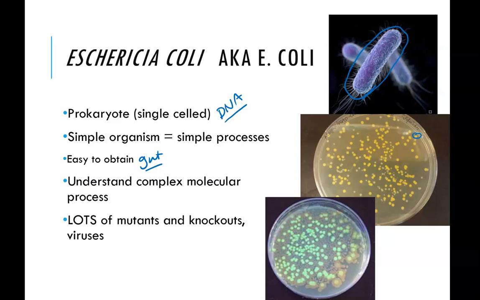E. coli is important because it helps us understand complex molecular processes in a really simple organism. And then now there are lots of mutants, knockouts. Knockouts are organisms where a gene has been disabled, so you can study what function was lost when you took out that gene. And then E. coli, like all other living organisms, are susceptible to viruses, so they can help you study different types of viruses. Specific viruses will infect E. coli, and so early studies on viruses were actually done in bacteria.